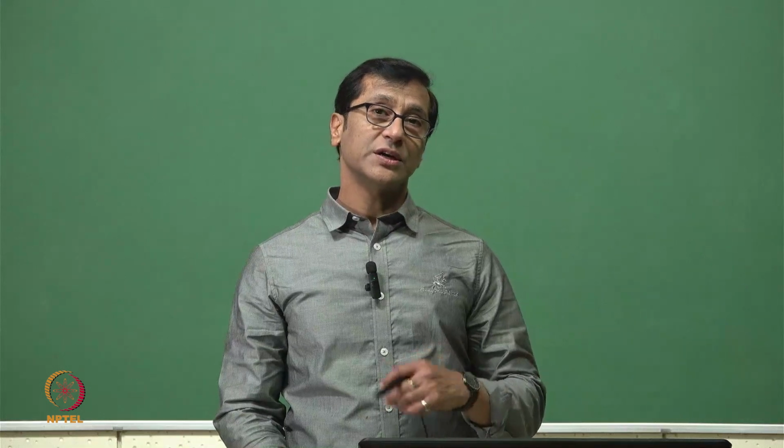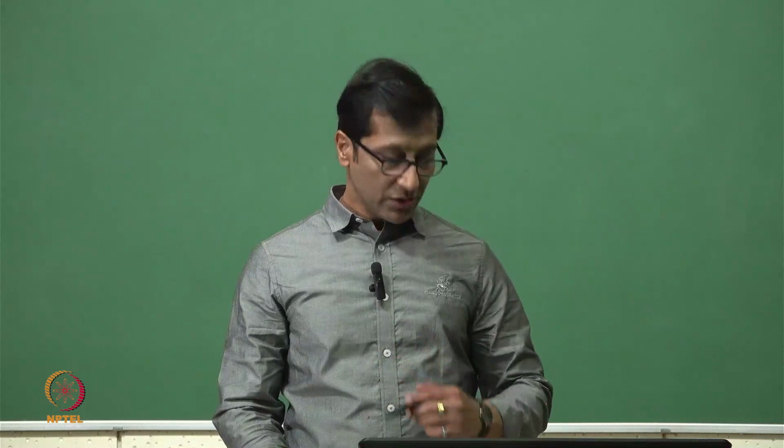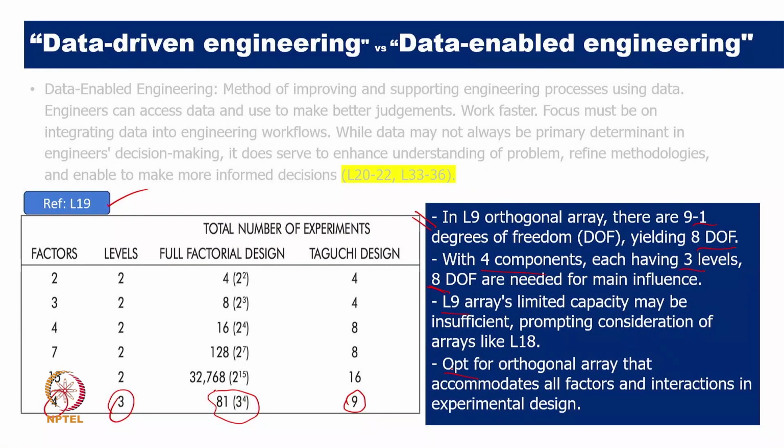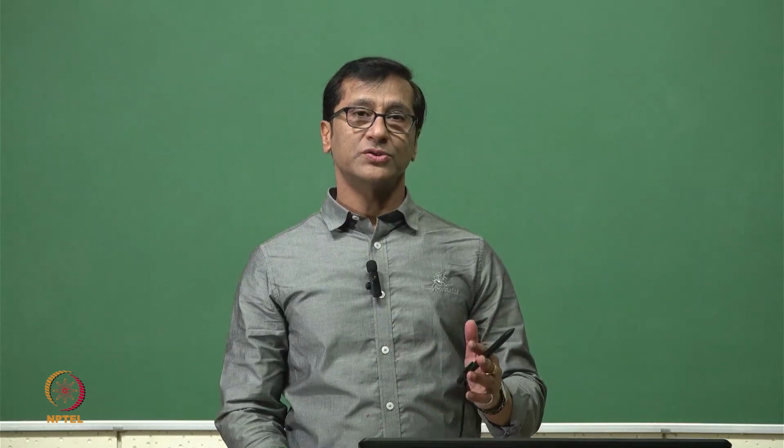So we analyze using our decision or our intuition or our information, and then we say that we opt for L18 as an orthogonal array compared to the L9, because L9 is not giving all the information. So here we use our engineering decision by analyzing the data. In data driven engineering, most of the information will be provided to software, and the software will take its own decision. Or maybe we say we are trying to convert it into automation. So if it is more and more automation, we are moving to data driven engineering.